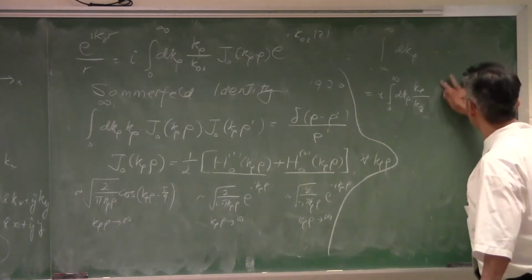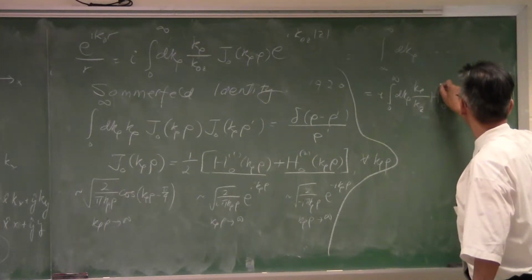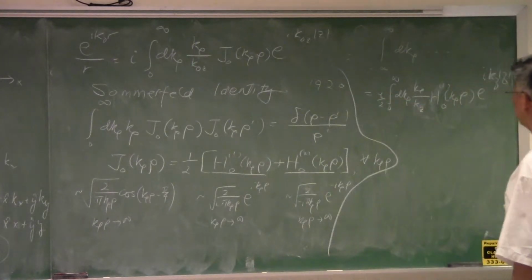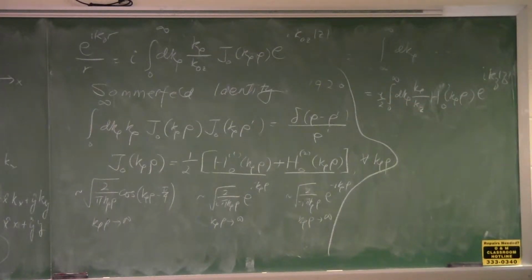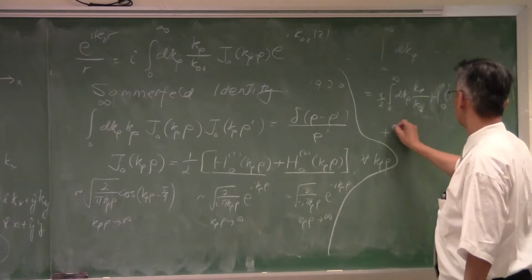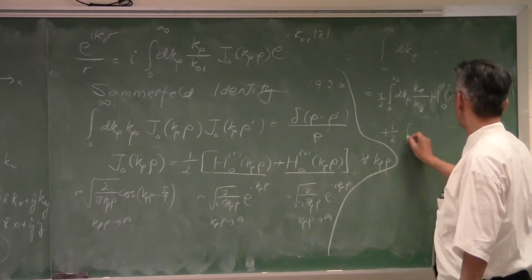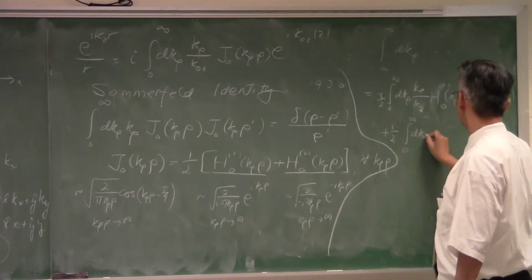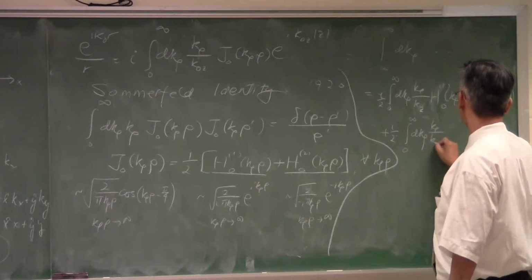So this is H01. I put a 2 there, okay, but make use of this identity. And then I will have a second part that I can convert, hopefully, into the other half of the integration.